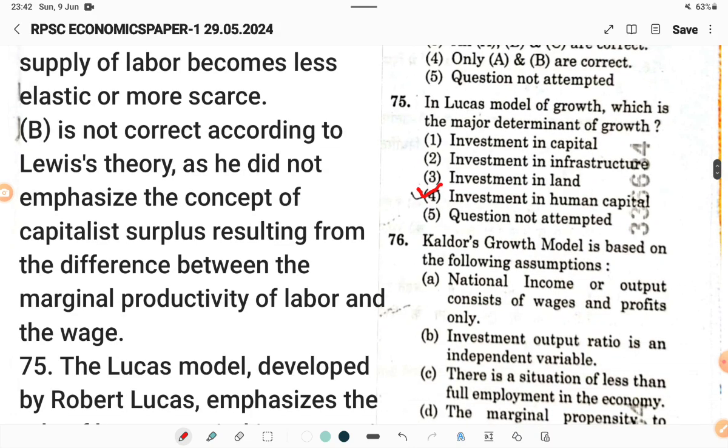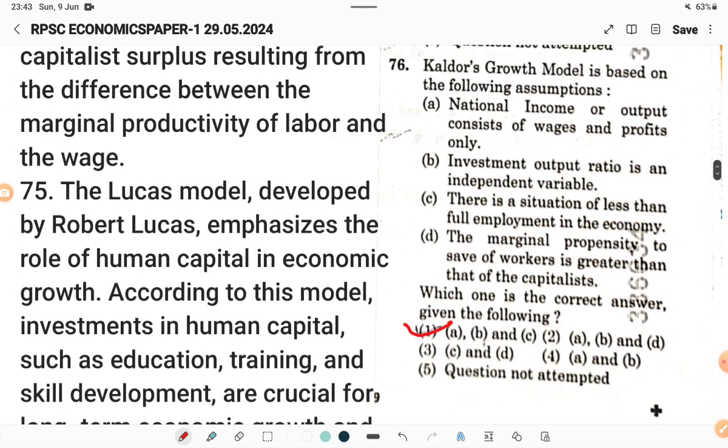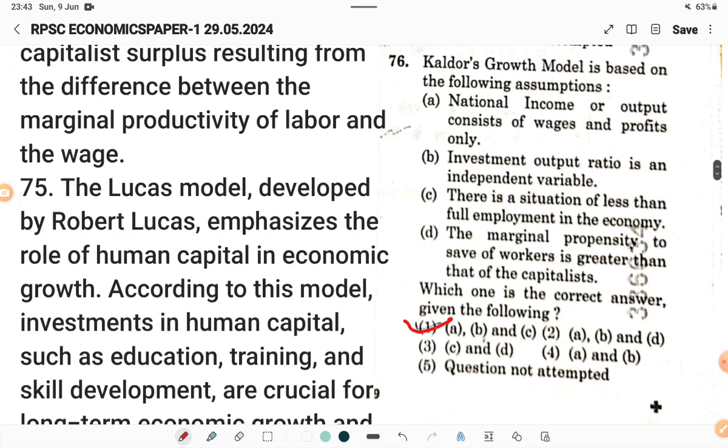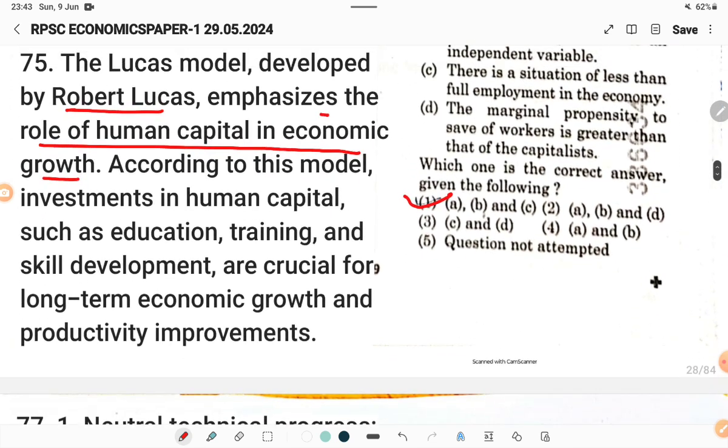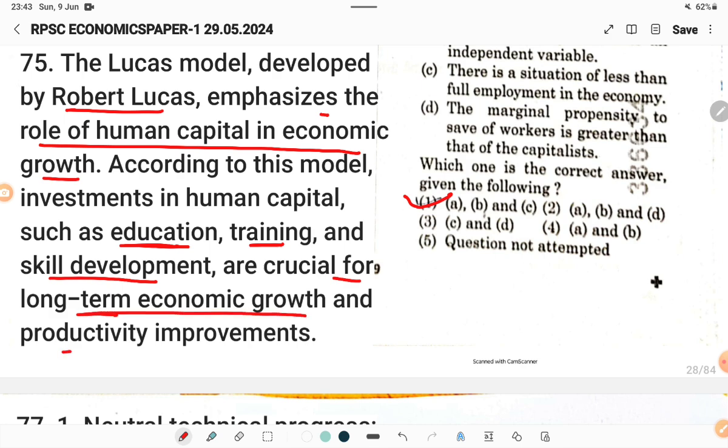Now the next question, 75. In Lucas model of growth, which is a major determinant of growth? So we all know investment in human capital is a major determinant of growth according to Lucas. Here is a little explanation. The Lucas model developed by Robert Lucas emphasized the role of human capital in economic growth. According to this model, investment in human capital such as education, training, and skill development is crucial for long-term economic growth and productivity improvements.